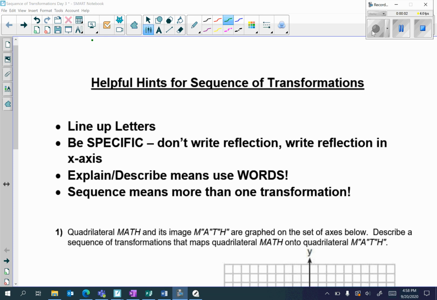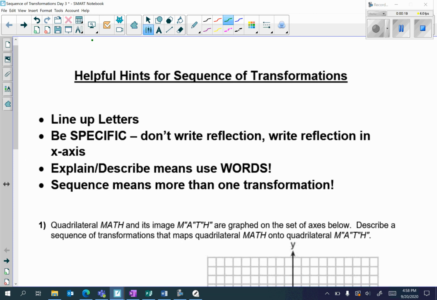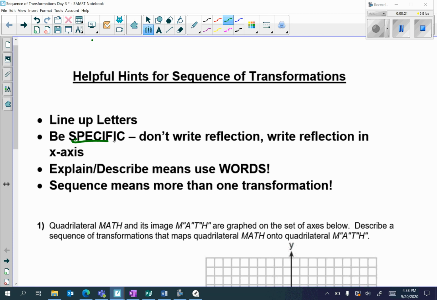Hi everyone, in today's video we're going to be discussing helpful hints for sequences of transformations. So the first thing we should always do is line up letters. Next, always be specific and don't write down reflection. Make sure you write down reflection in the x-axis or the y-axis. Always be as specific as possible.